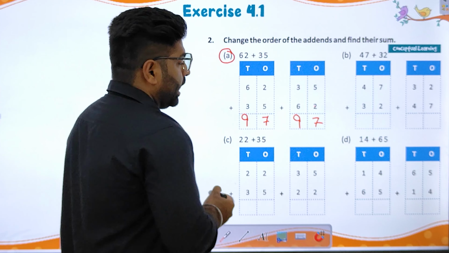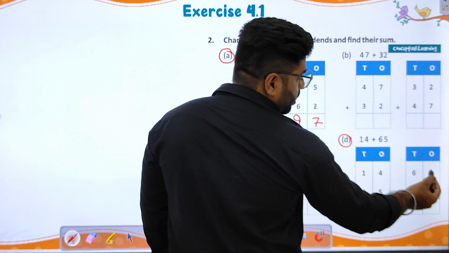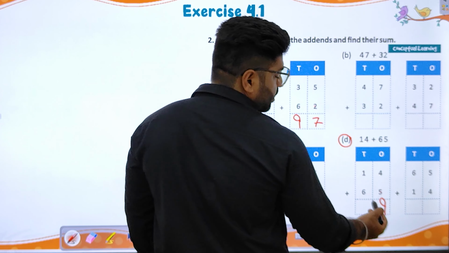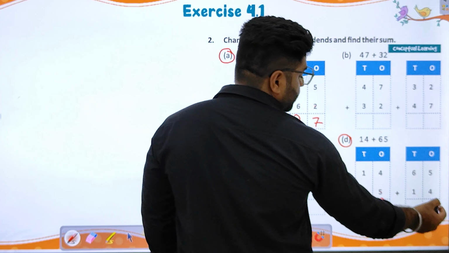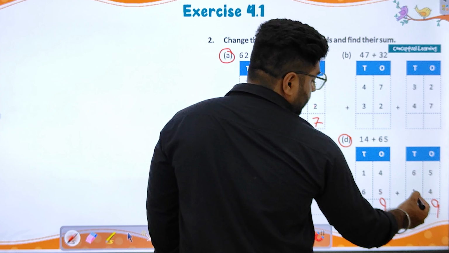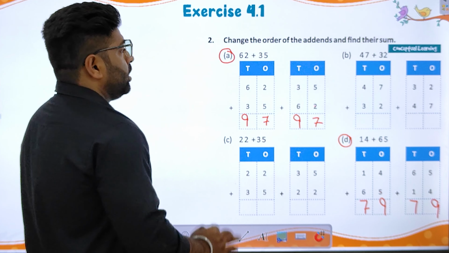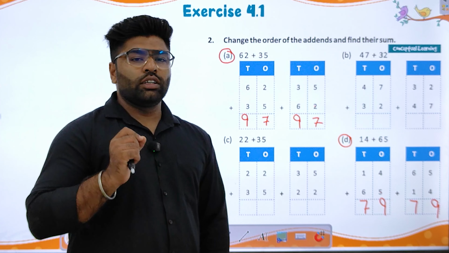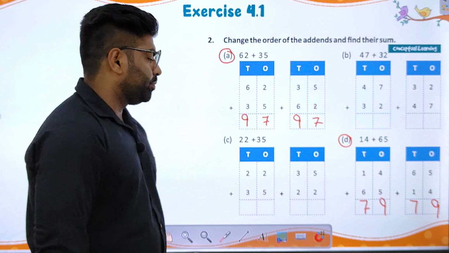Clear? Next we have the D part, that is 14 plus 65. If we add 4 plus 5 is 9, 6 plus 1 is 7, and here 5 plus 4 is 9, 6 plus 1 is 7. Clear? So here you have seen, if we change the order of the numbers, the sum is always the same. There is no difference in the sum.